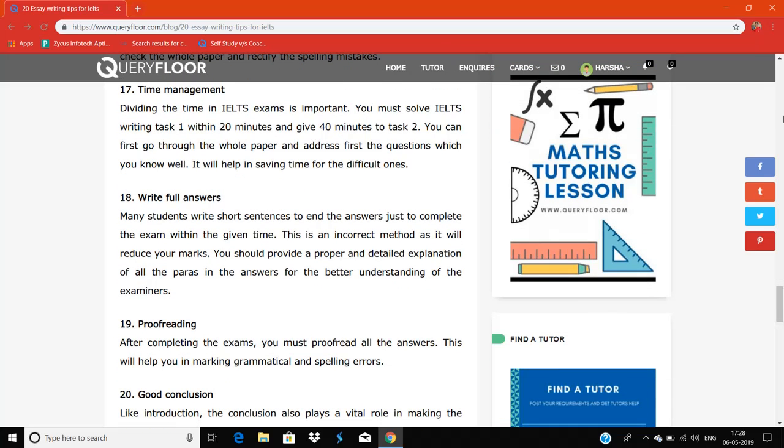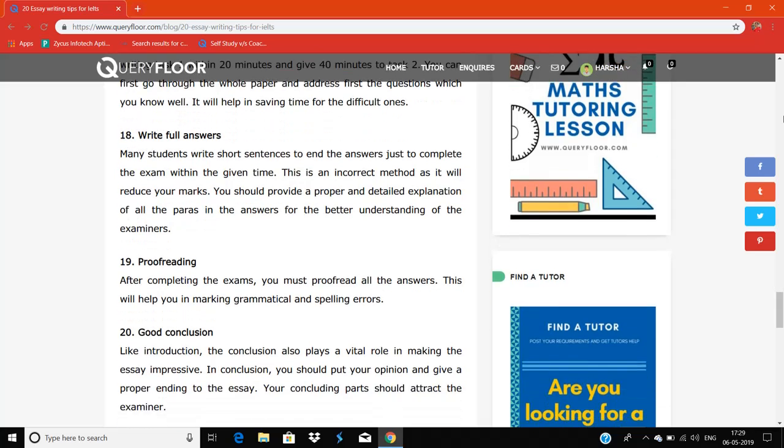Time management. Dividing the time in the IELTS exam is very important. You must solve IELTS writing task 1 within 20 minutes and give 40 minutes to the writing essay task number 2. You can first go through the whole paper and address first the questions which you know well and you can answer easily in no time.